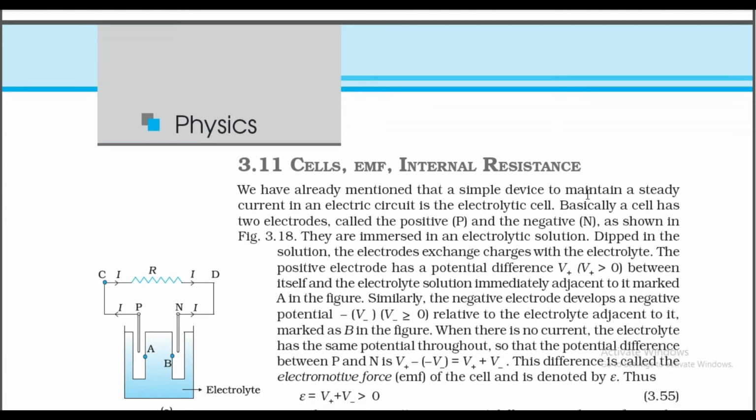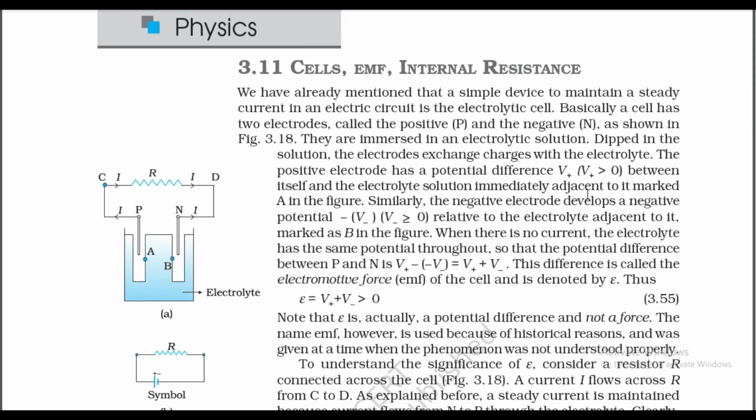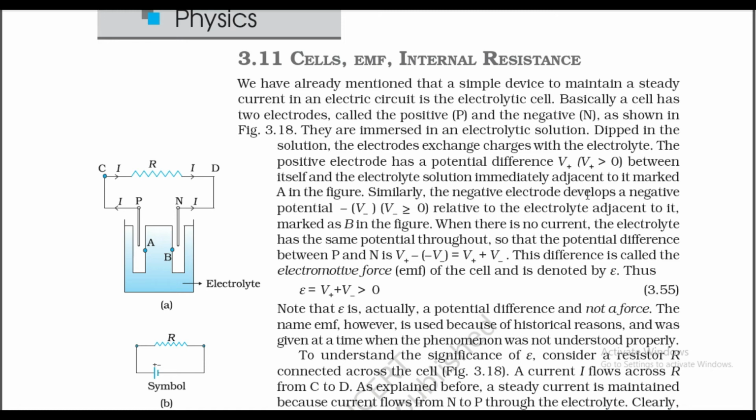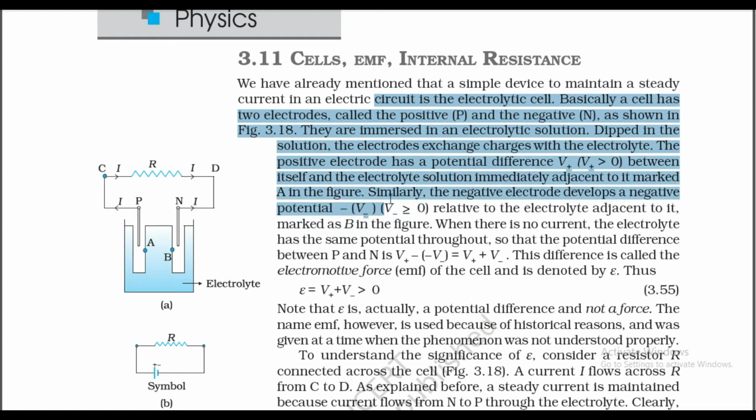3.11 Cells, EMF, internal resistance. We have already mentioned that a simple device to maintain a steady current in an electric circuit is the electrolytic cell. Basically, a cell has two electrodes called the positive (P) and negative (N), and as shown in figure 3.18, they are immersed in an electrolytic solution. The electrodes exchange charges with the electrolyte. The positive electrode has a potential difference V plus, greater than 0, between itself and the electrolyte solution immediately adjacent to it, marked A in the figure.